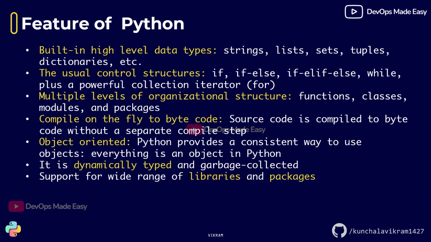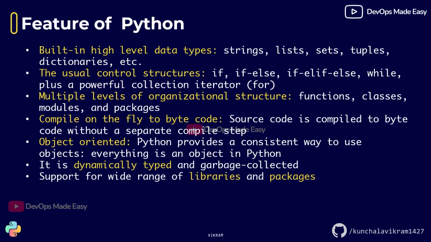These are the various features of Python. It has built-in high-level data types such as strings, lists, sets, tuples and dictionaries. We are going to cover all these in the coming videos. And the usual control structures such as if-else conditions, while loop and a popular iterator known as for. It has multiple levels of organizational structures such as functions and methods, and OOPS concepts such as classes and objects. And we also have modules and packages, which is a way we pack our complete Python source code.